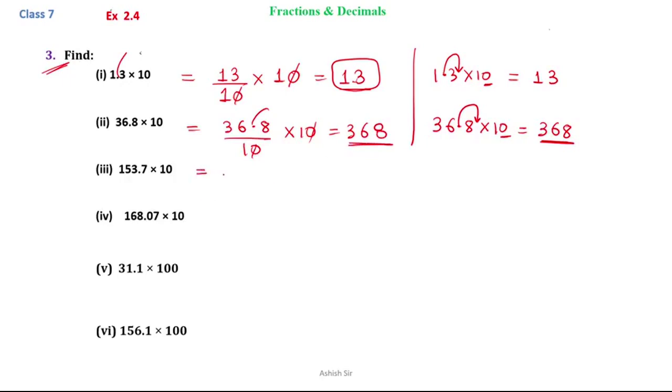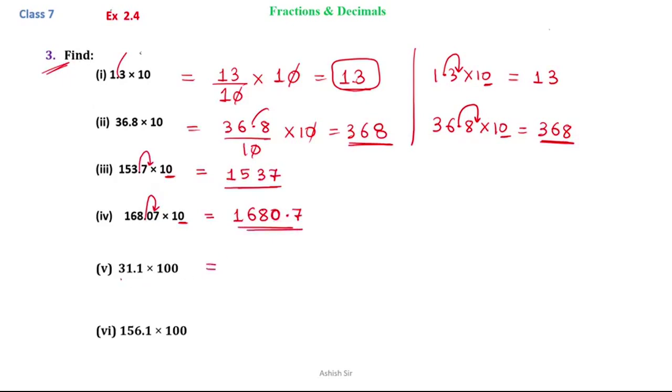Now the next questions we will do with the direct method. There is only one 0, so the point will move one digit to the right, so we can directly write down 15.37. The next one, only one 0, that is 168.07 multiplied by 10. As we are multiplying only with 10, the point will move only one digit to the right, so we will have 1680.7.